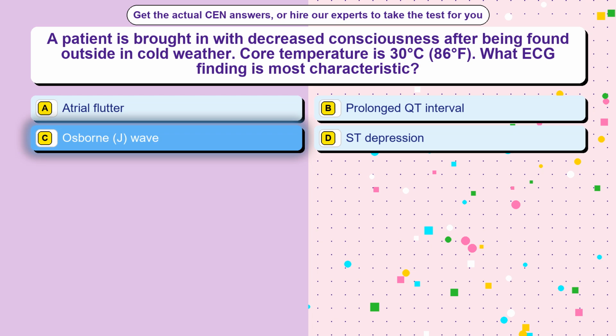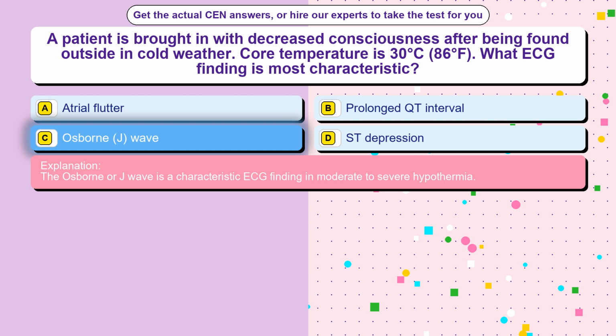The correct answer is option C, Osborne, J, wave. The Osborne or J wave is a characteristic ECG finding in moderate to severe hypothermia.